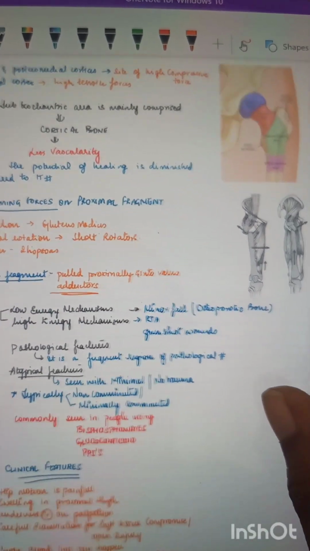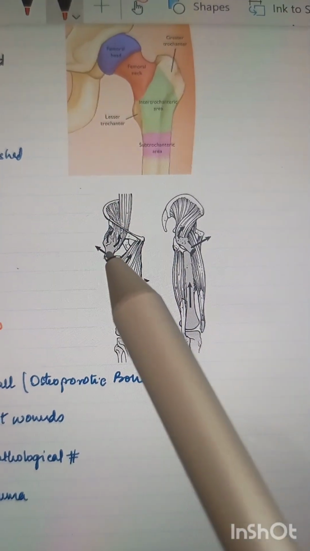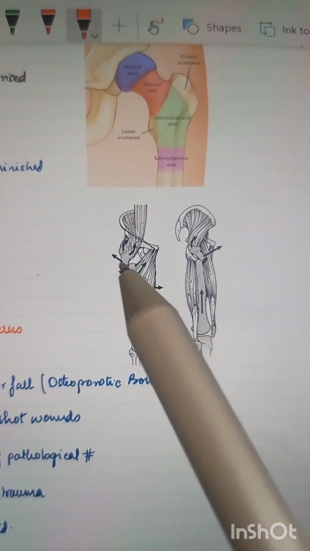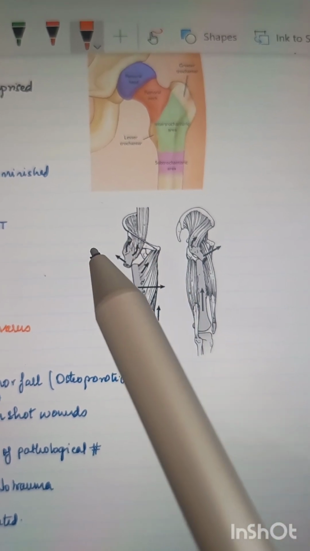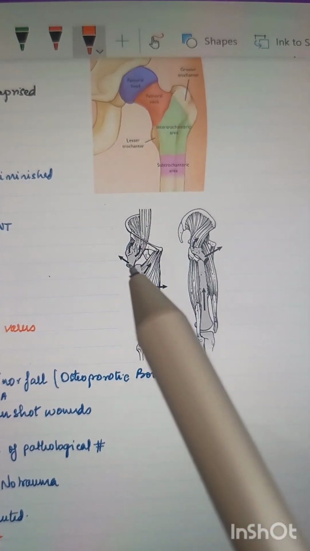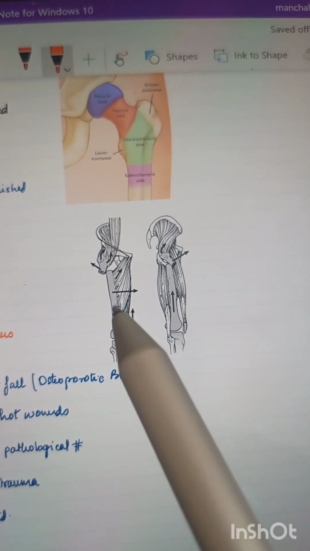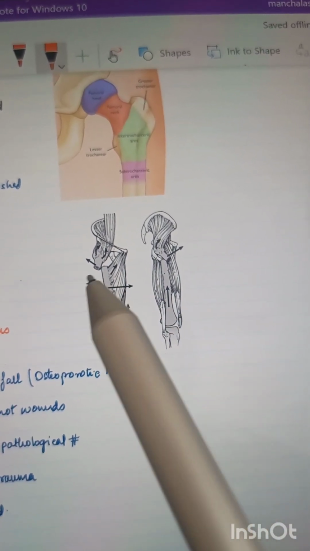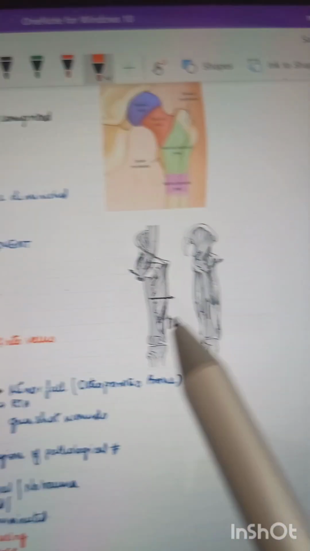For the deforming forces, in this picture you can see, this is the proximal fragment. This is the distal fragment. The proximal fragment goes into abduction and external rotation. Abduction is by gluteus muscles. External rotation is by short rotators. And it goes into flexion with the help of iliopsoas. And this is the distal fragment which goes into varus with the help of adductors.